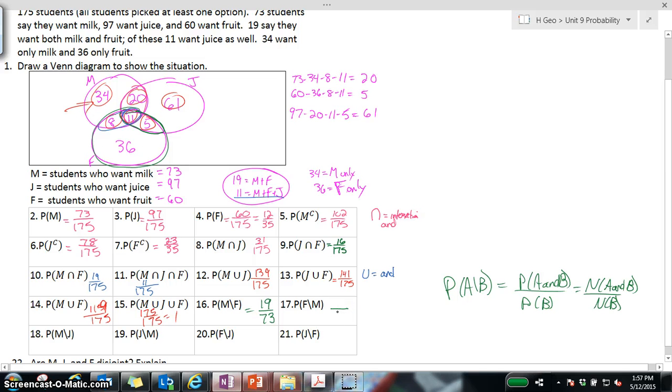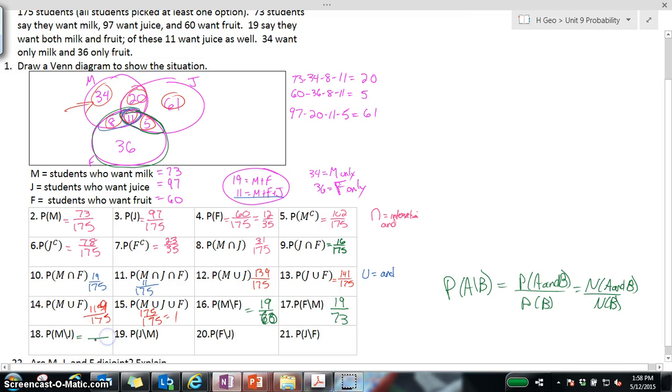Vice versa, we're out of M. That's our denominator. So we know M is true. M is 73. And the combination is 19. I did that last one backwards. It should not be 19 out of 73. Out of F, F was 60. So I got those backwards. I apologize. So moving on.